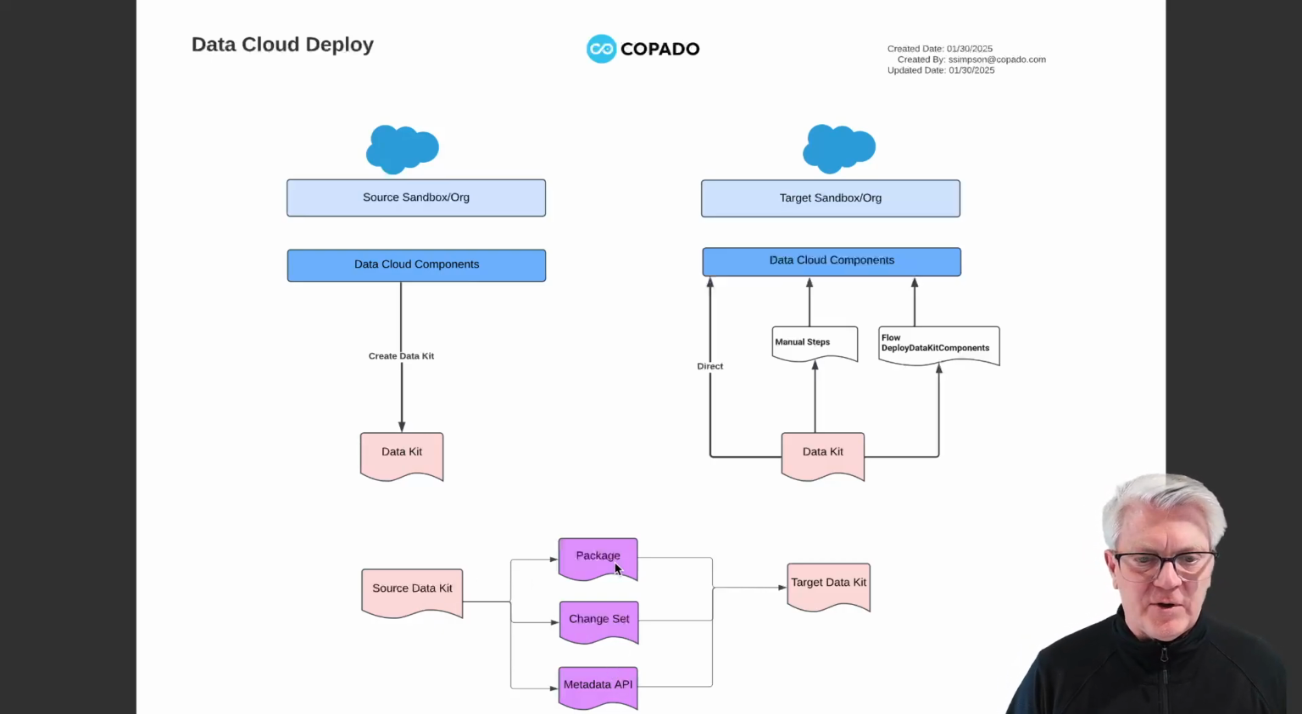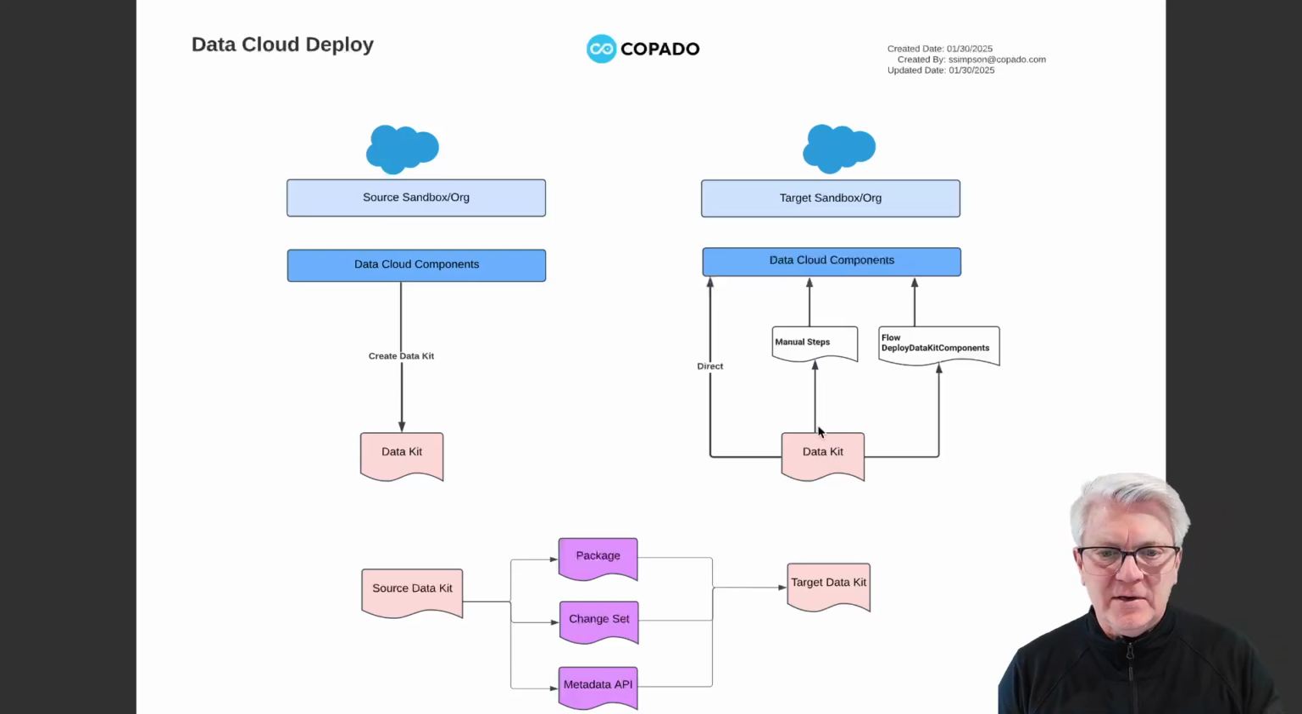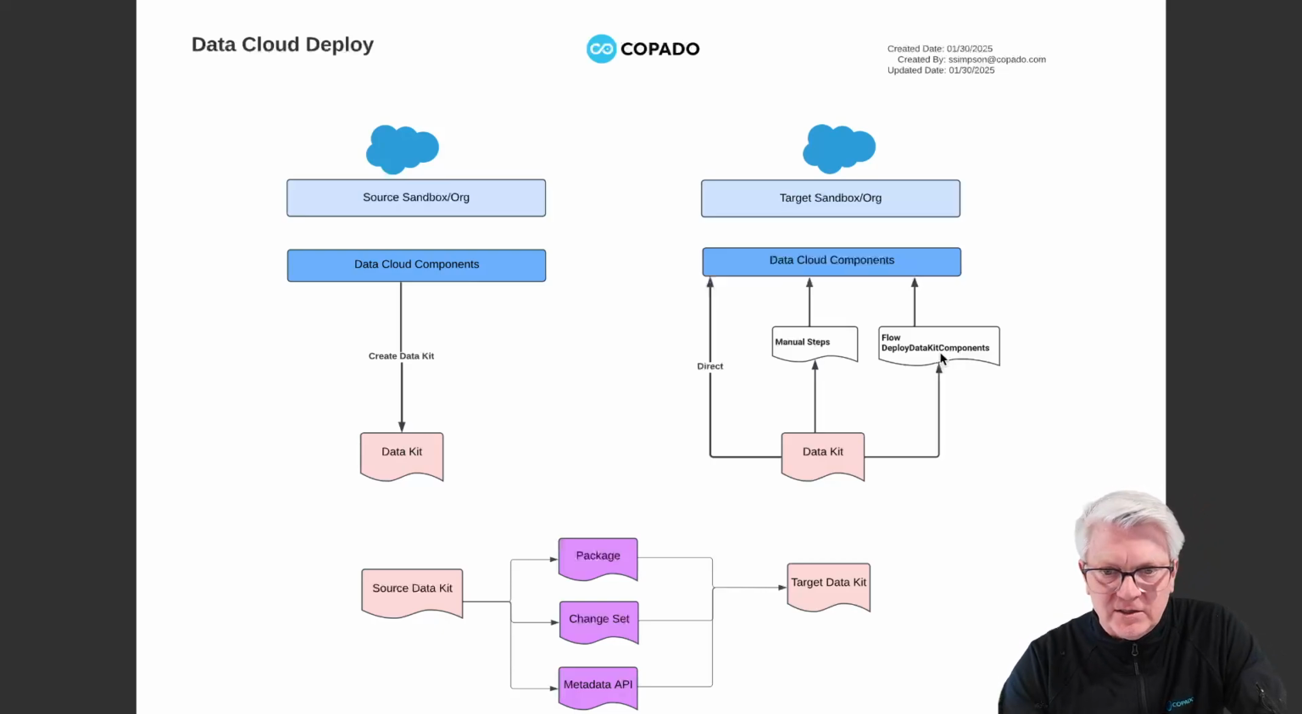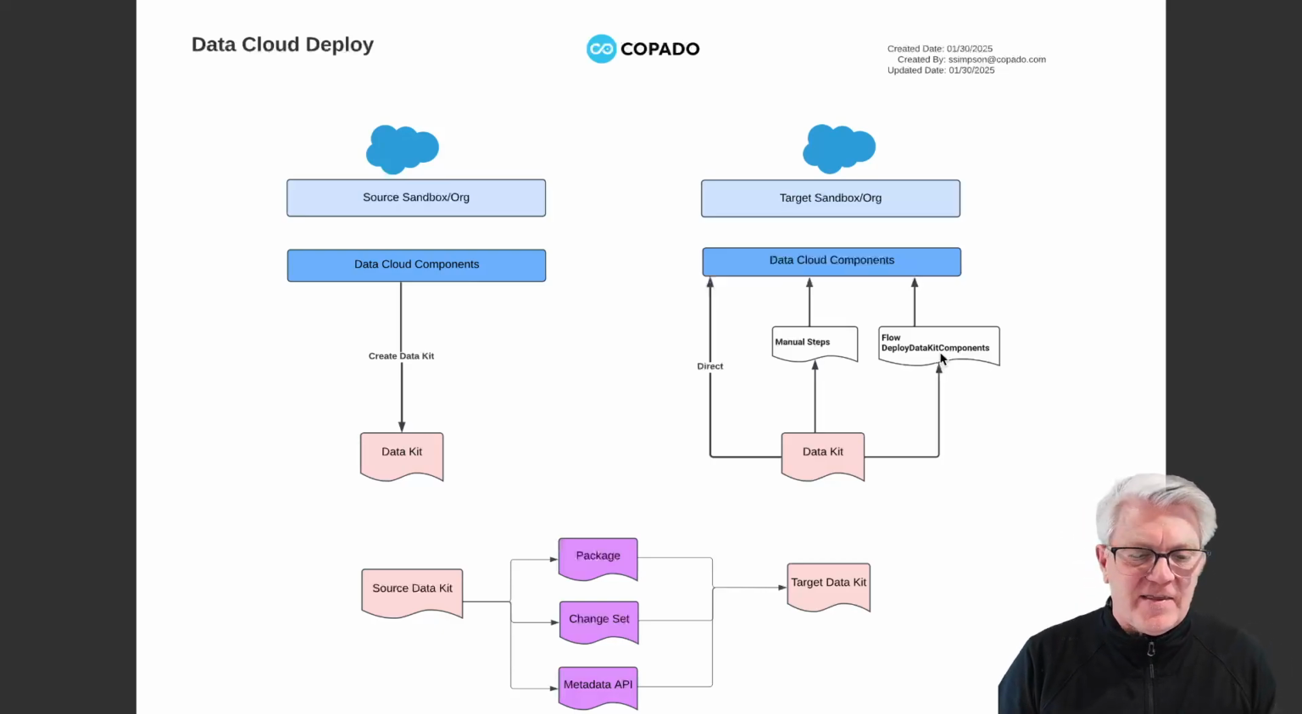So we'll do the package deployment to the target data kit. And then from the data kit, some of the elements will deploy directly. Some of them may require manual steps, or you can use a new flow called the deploy data kit components flow. And that flow can be triggered on some future screens, or it can also be triggered by an API call. So I'm going to quickly show you this and then show how Copado can automate this.